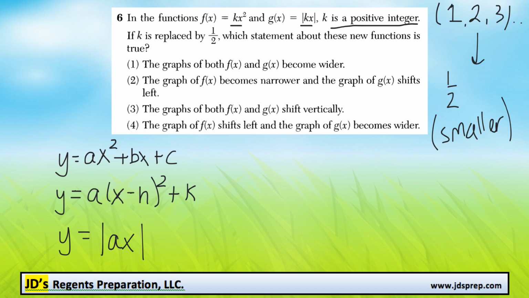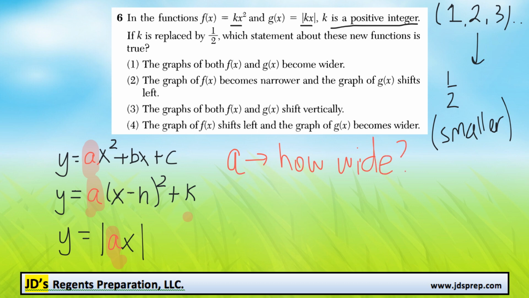So what I did is on the left-hand side down here, I showed some various formats of equations or functions. So you got your usual ax squared plus bx plus c. This is the vertex form of an equation. You've got a times x minus h squared plus k, and then also the absolute value of ax. But you'll notice in all of these cases, a is our coefficient in front of x. And hopefully what you might remember is in all of these cases, a will always determine how wide that function is when it is graphed.